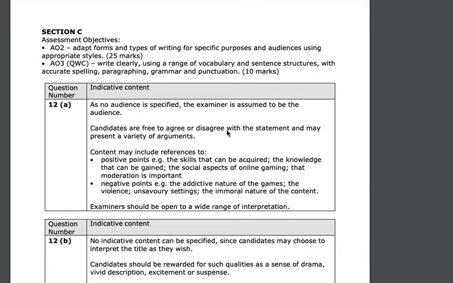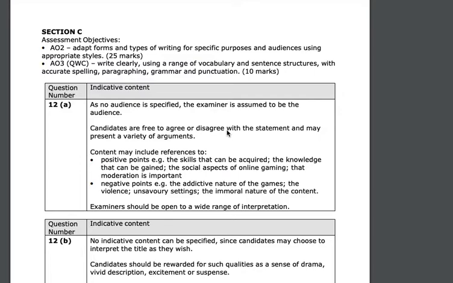So if we read through the assessment objectives just quickly. AO2 is assessment objective 2: adapt forms and types of writing for specific purposes and audience using appropriate styles, 25 marks. AO3, assessment objective 3: write clearly using a range of vocabulary and sentence structures with accurate spelling, paragraphing, grammar and punctuation, 10 marks.